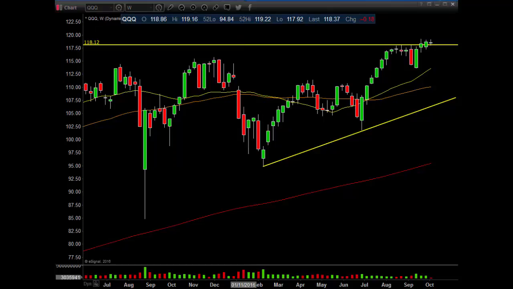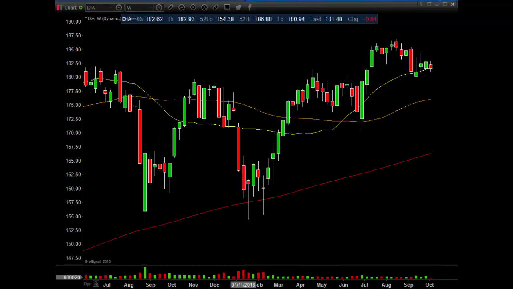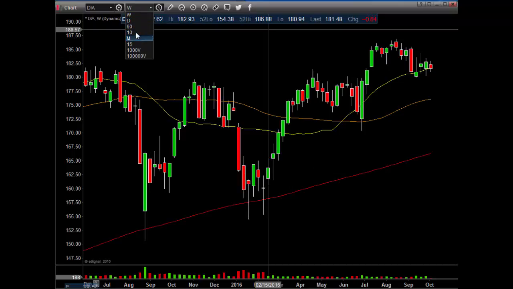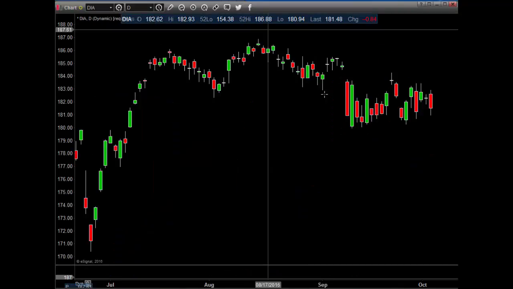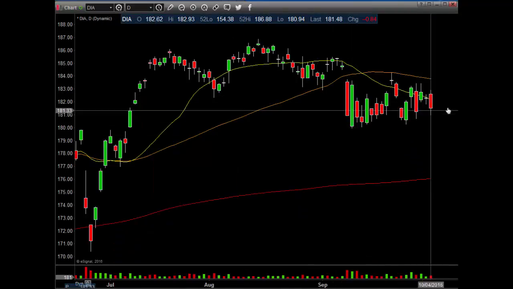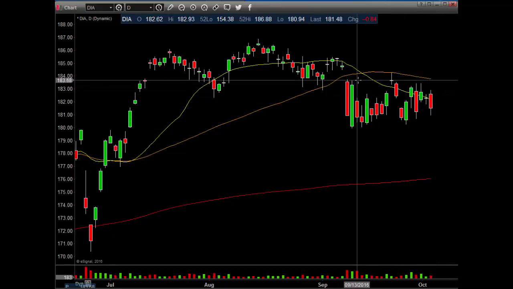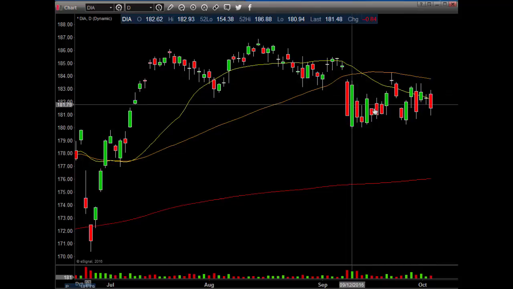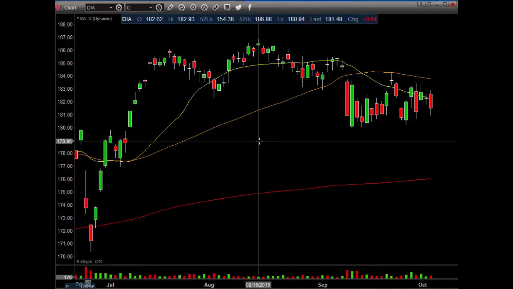So that's the Qs. Let's look at the DIA. DIA, nice consolidation, at least in the weekly. Let's look at the daily. Daily, same thing as the SPY, but we're below the 20 moving average and the 50 moving average. But this one never closed above this inside bar, so that's a little more bearish to me. And it's just chopping around here.